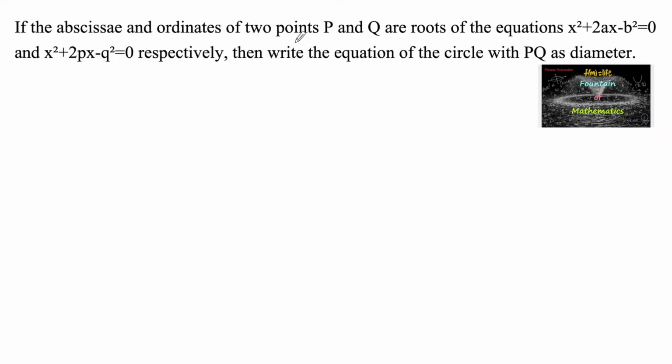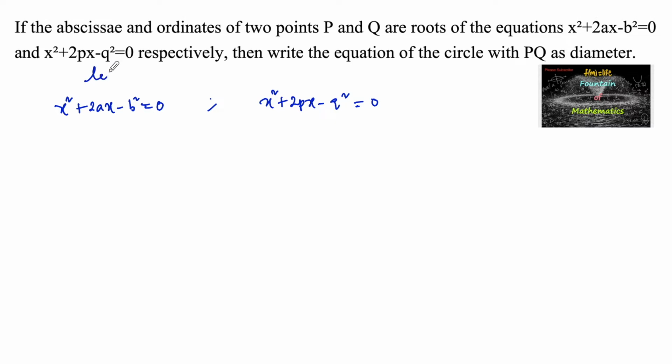If the abscissa and ordinates of 2 points P and Q are the roots of the equation x square plus 2ax minus b square is equal to 0 and x square plus 2px minus q square is equal to 0 respectively, then write the equation of the circle with PQ as a diameter. So abscissa and ordinate mean x coordinates and y coordinates. X coordinates are the roots of the equation x square plus 2ax minus b square is equal to 0, and y coordinates, that is ordinates, are the roots of the equation x square plus 2px minus q square is equal to 0.